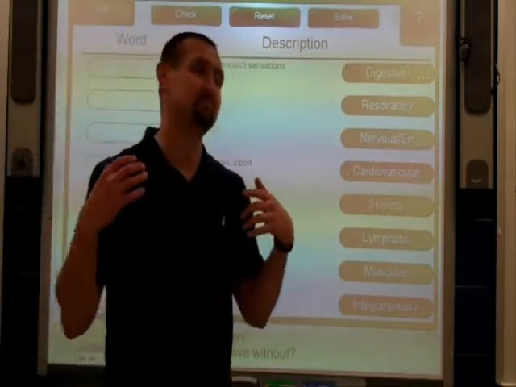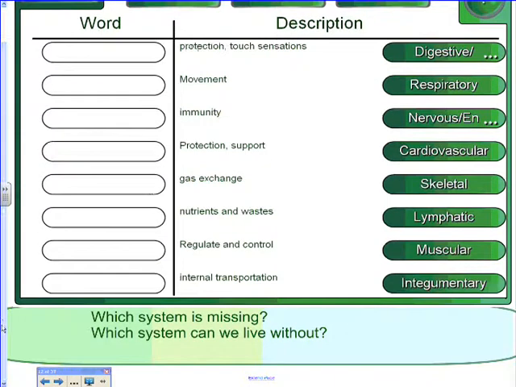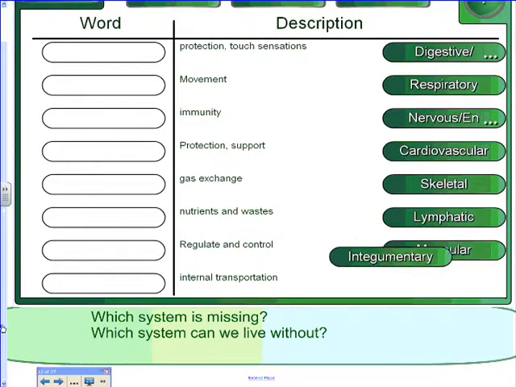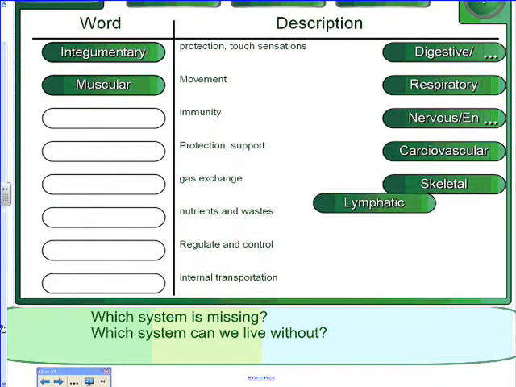Your body's made up of 11 different body systems. These systems are made up of those tissues and organs, and those organs all serve different functions, and the system has different functions. But let's take a look at some of these body systems. In this case, let's see what some of these body systems do and what they're like. So protection, touch sensation, that sounds like the integumentary system, your skin, oil glands, sweat glands. Movement, the only cells that can contract, and that's the muscular system. Immunity has a lot to do with your lymphatic system, where your lymph nodes and lymph vessels will help monitor your body for infections. Protection and support sounds like your skeletal system.